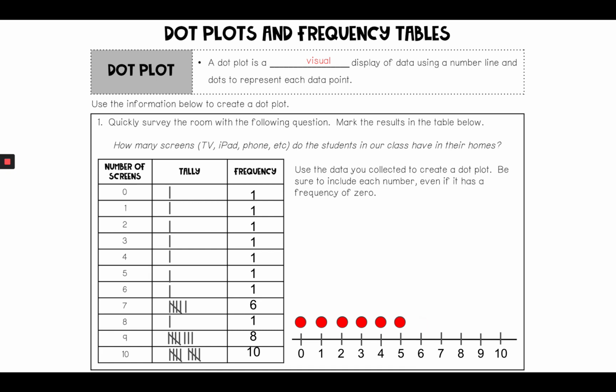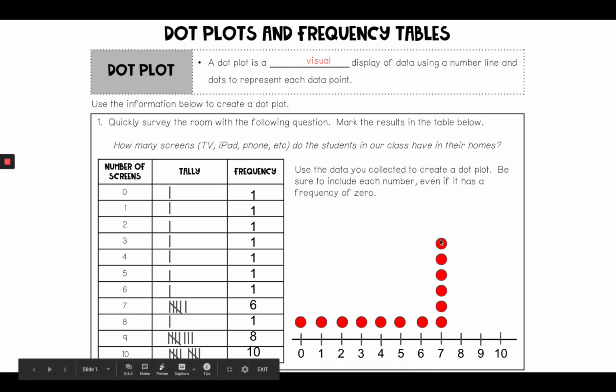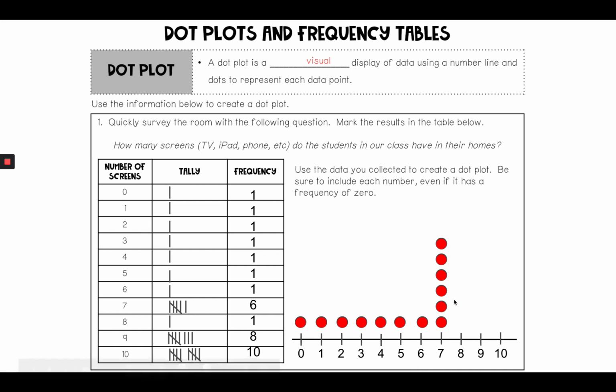And then as soon as I get to 7, because those are all ones, 7 has 6 people. So there were 6 people that have 7 screens in their home. And we can see that from our frequency here as well. The frequency is 6. So that means I'm going to go ahead and put 6 dots. And I put those 6 dots up here so that way I have that information. Okay, in addition to that, I go to the next one, and there's only one, and then 9 has a frequency of 8, so I go ahead and put 8 of them. And then 10 has a frequency of 10. There were 10 of you that had 10 screens in your home.